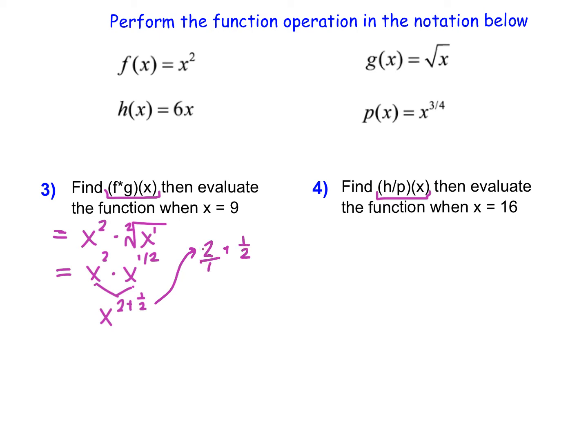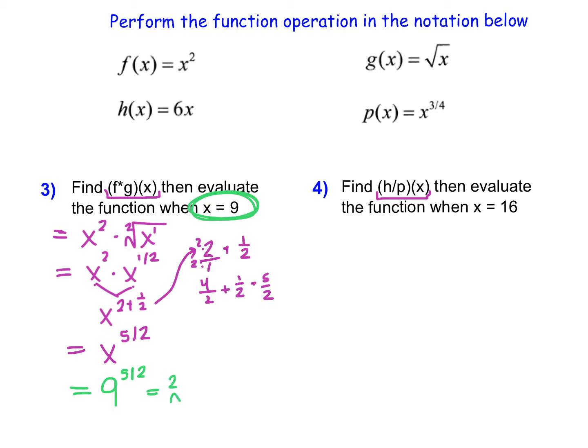If I turn 2 into a fraction, multiplying numerator and denominator by 2, I'll get my common denominators. So I have 4 over 2 plus 1 over 2, which is 5 over 2. So in its most simplified form, f times g of x is really x to the power of 5 over 2. Then from here, it's saying we want to evaluate the function when x is equal to 9. So what that's asking us to do is take x, replace it with 9, and evaluate. So we're going to take 9 to the power of 5 over 2.